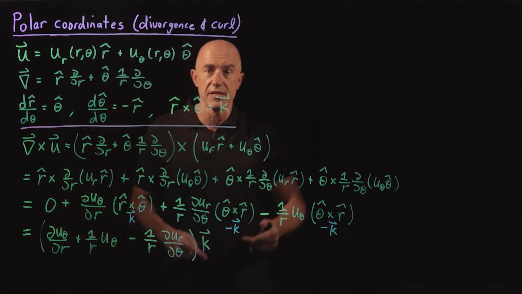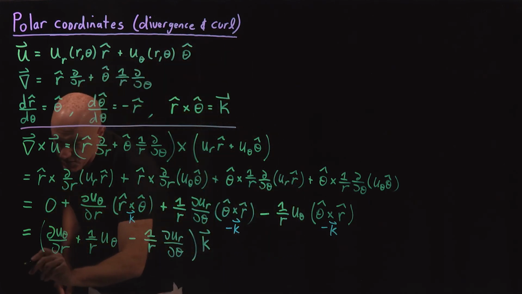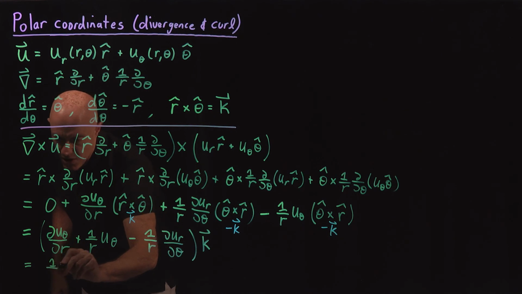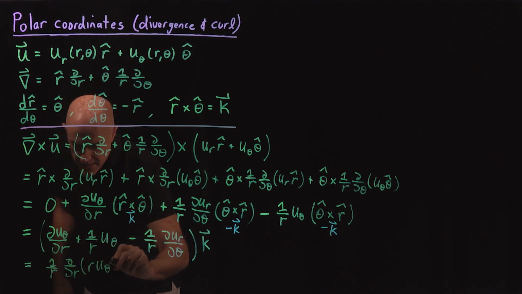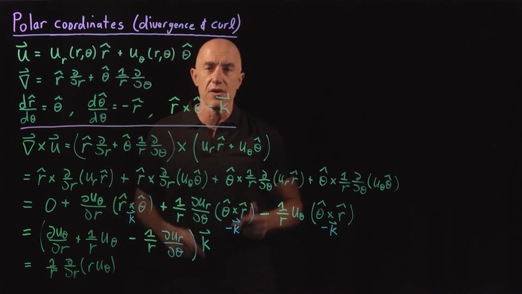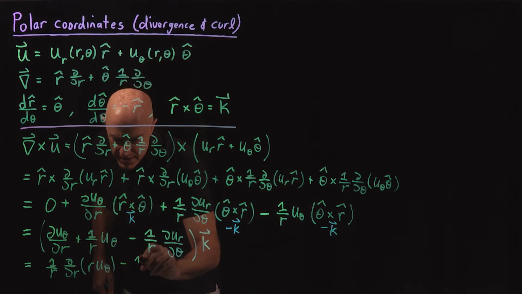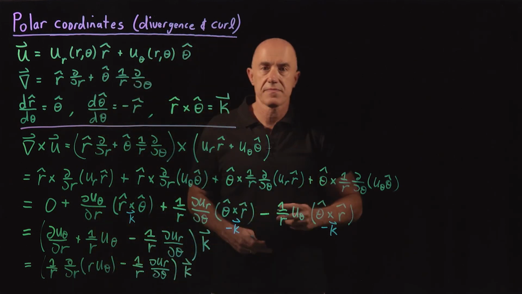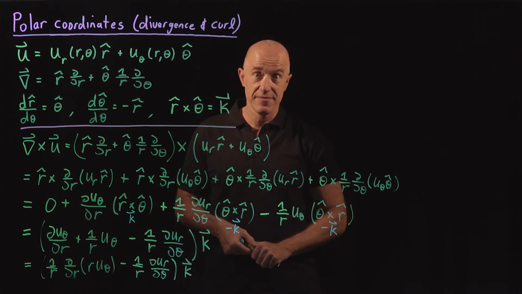Okay, this is actually done. But sometimes you see this written in a different way. We can combine these two terms into a 1 over r times d dr of r u_theta, right? So the derivative of the first times the second gives us a u_theta over r, plus the first times the derivative of the second, r over r is 1, gives us a du_theta dr. So that's another common way of writing that. Minus 1 over r du_r d theta. And all of that is in the k direction. Okay, that was the curl.